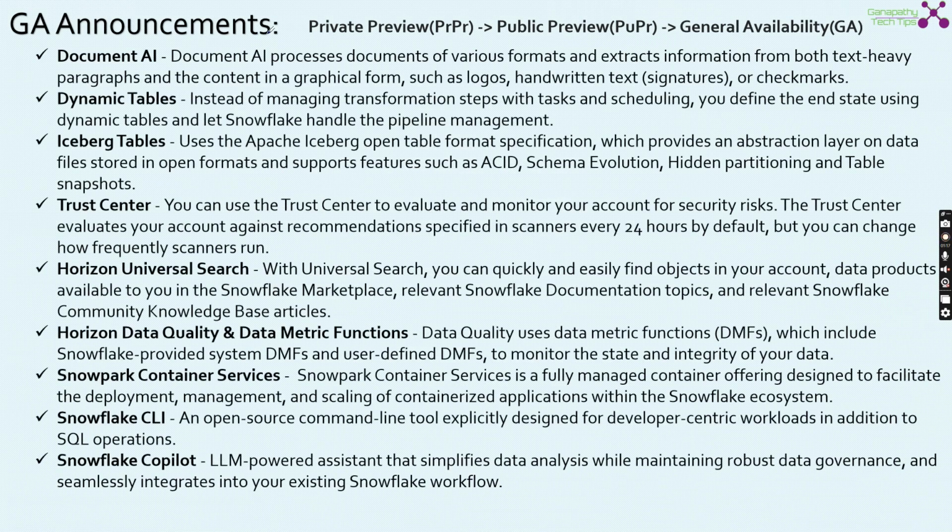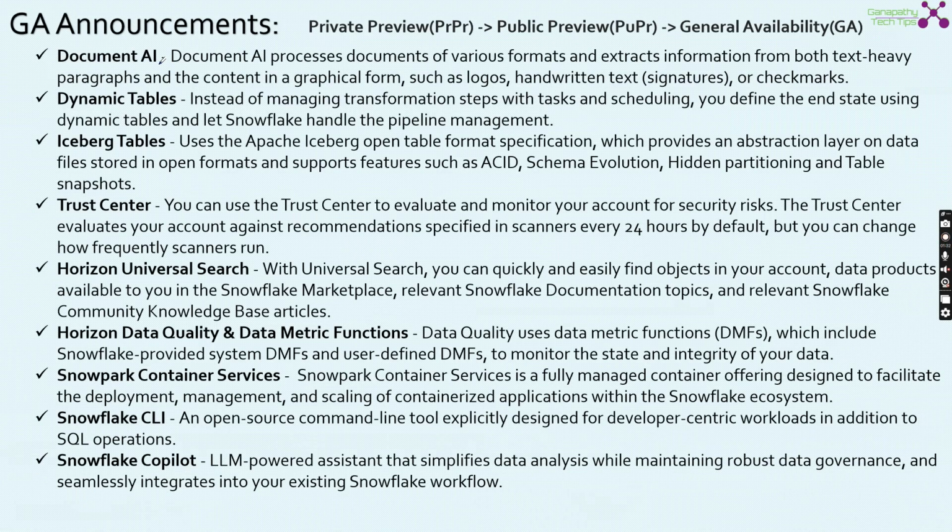If you are seeing within brackets PrPr, then you need to know it is a private preview, and then it will go to public preview. Eventually it will go to general availability, which means the public can access it, meaning anyone who has access to the Snowflake ecosystem can get that respective product feature, as simple as that. Now these are the set of GA announcements made by Snowflake. As we already discussed, these things were already announced from the Snowflake end. Now they are making all these features generally available.